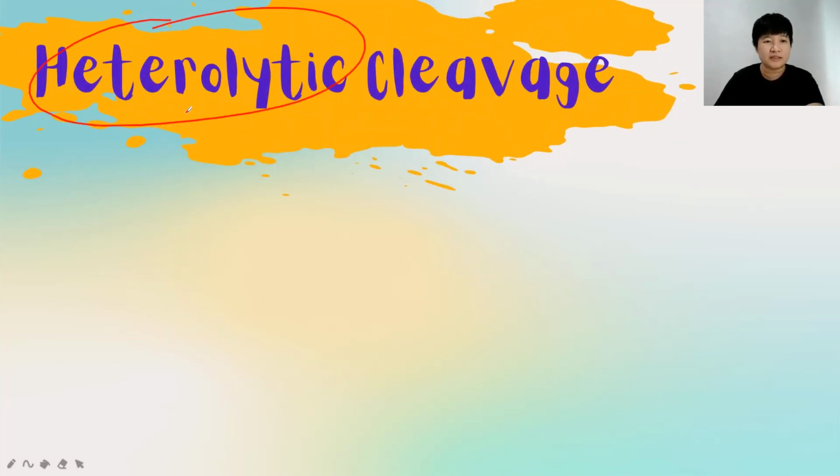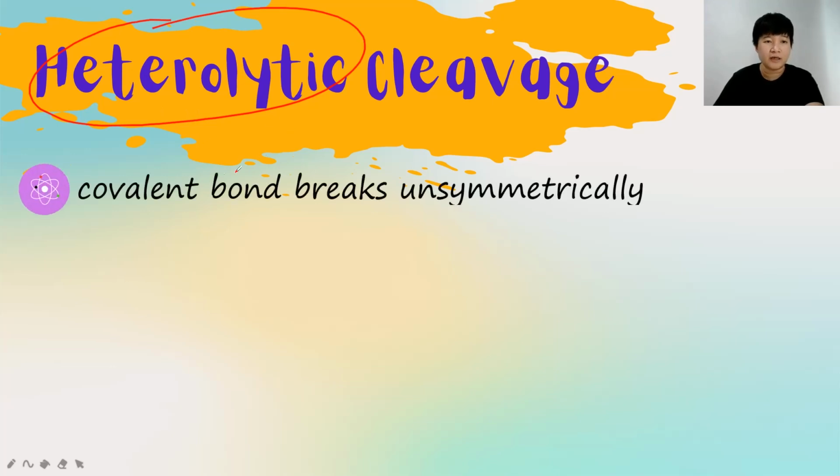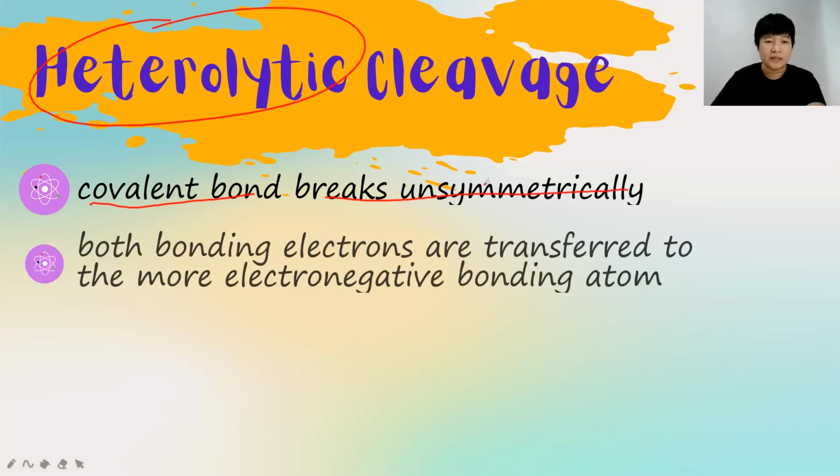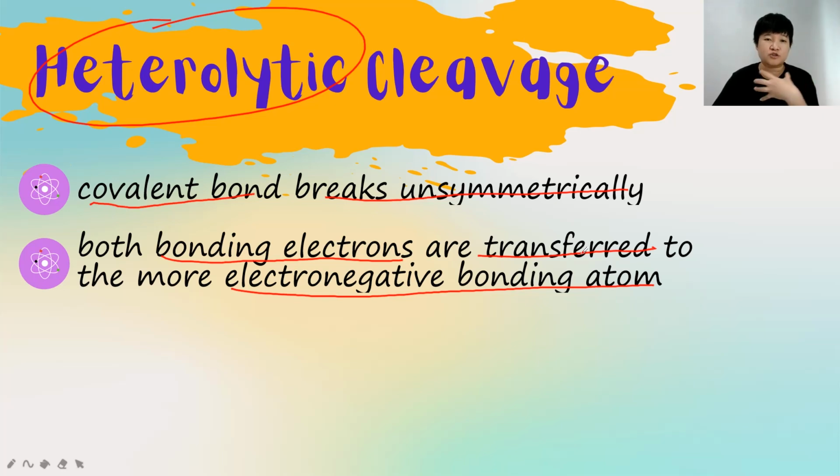Let's move to heterolytic cleavage. Heterolytic cleavage over here, where the covalent bond will break unsymmetrically. Okay, the covalent bond will break unsymmetrically. So when the bond breaks unsymmetrically, the bonding electrons will be transferred to the more electronegative bonding atom. The stronger electronegativity bonding atom will be able to attract electrons towards it, because it has the higher ability of attracting electrons. So both of the bonding electrons, both meaning two of the bonding electrons, will be moving to the more electronegative atom.